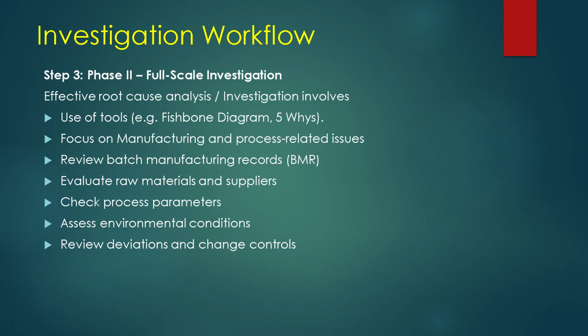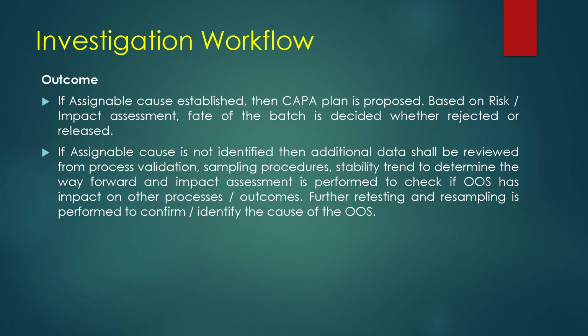It also includes evaluation of raw materials and suppliers, checking process parameters, and assessing environmental conditions. Additionally, the deviations and change controls are reviewed to identify the potential source of variability. Outcome of this investigation is, if assignable cause is established, then CAPA plan is proposed. Based on risk or impact assessment, fate of batch is decided, whether rejected or released.